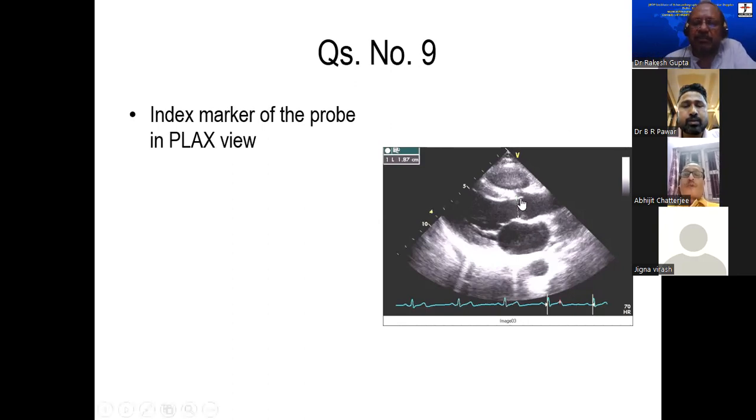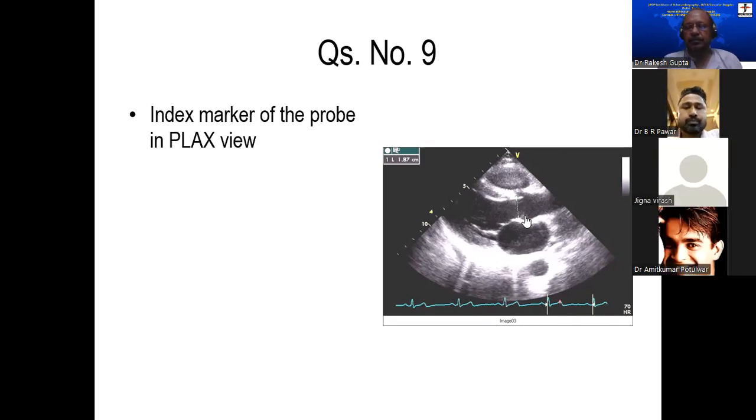What is this valve is? This is RCC, right coronary cusp, and non-coronary cusp. Why do you say this non-coronary? What does it interfere by non-coronary? Non-coronary cusp.